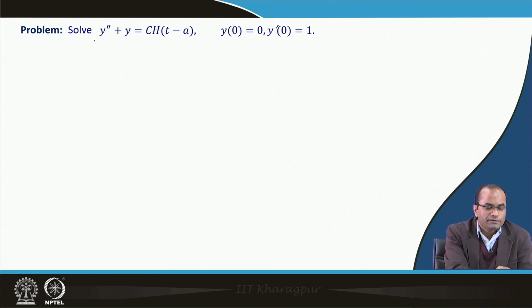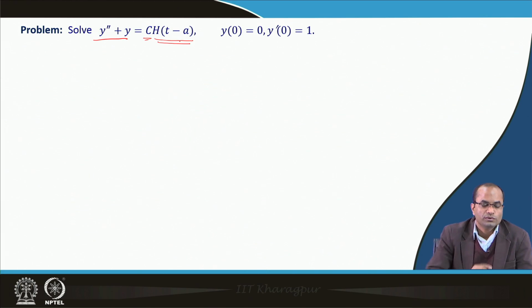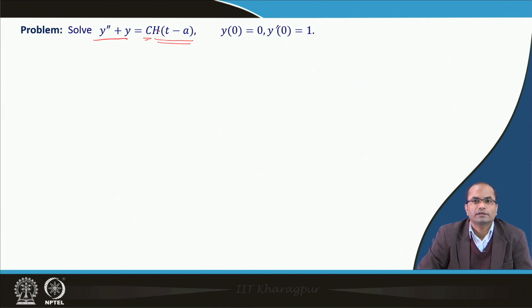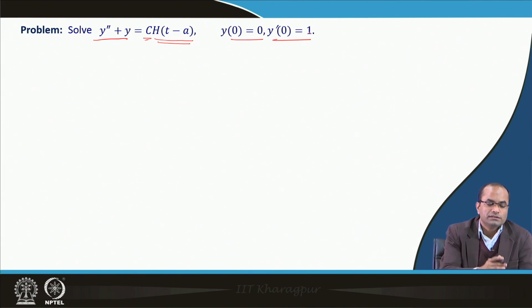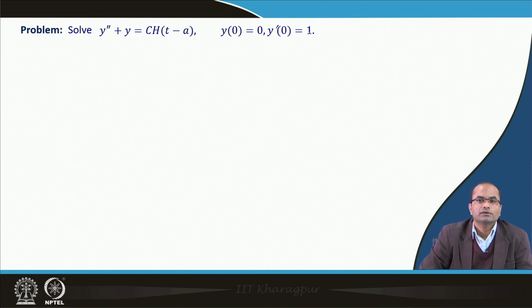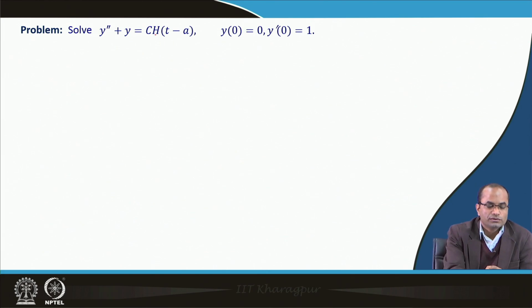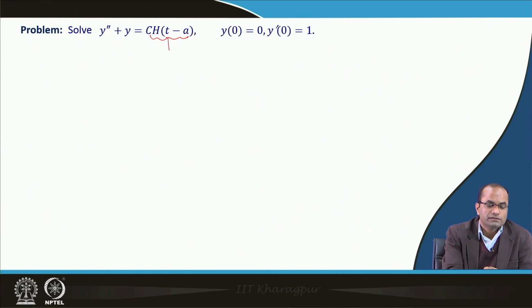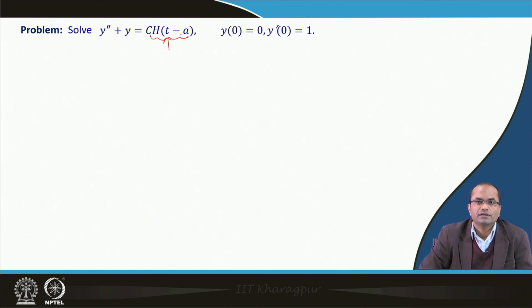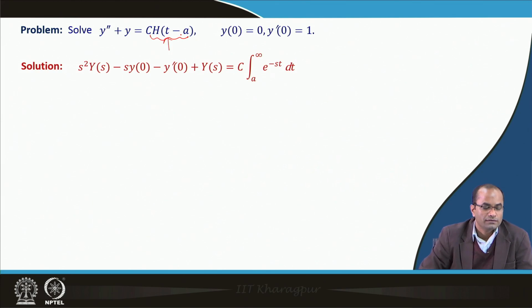So, here we have y double prime plus y is equal to some constant c times the Heaviside function h(t minus a). So, it takes the value 1 when t is greater than or equal to a, otherwise 0, and then we have initial conditions, and this is indeed a very good application of the Laplace transform, because this is a discontinuous function sitting at the right hand side. Dealing with this directly by some other means would be difficult, but here since we know the Laplace transform of the Heaviside function, it can easily be handled.